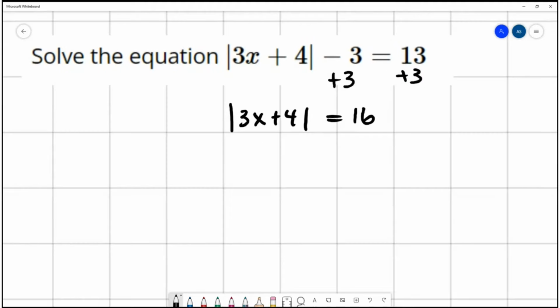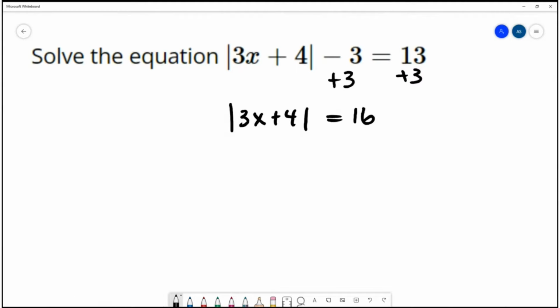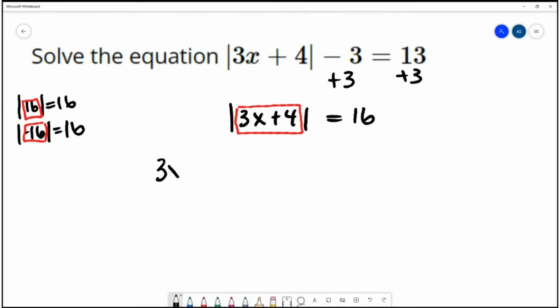And now we can break it down into the 2 cases. Our 2 cases are that absolute value of 16 equals 16, and absolute value of negative 16 is 16. So what that means is that the expression inside the absolute value could be 16 or it could be negative 16. So let's write those 2 scenarios. 3x plus 4 equals 16 or 3x plus 4 equals negative 16.